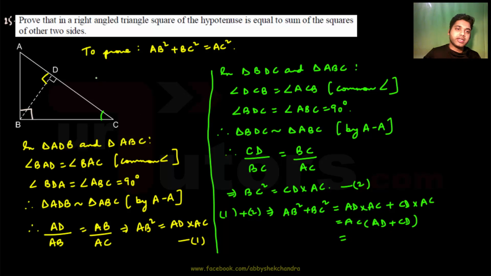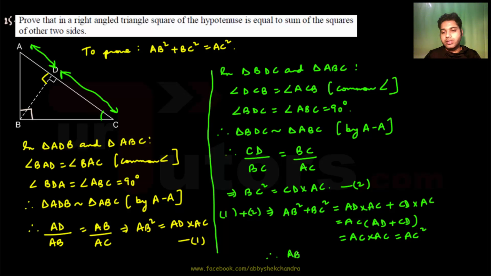What is AD plus CD? AD is this length, CD is this length, so AD plus CD would be nothing but AC, which gives AC square. Therefore AB square plus BC square equal to AC square. Hence proved. Understood?